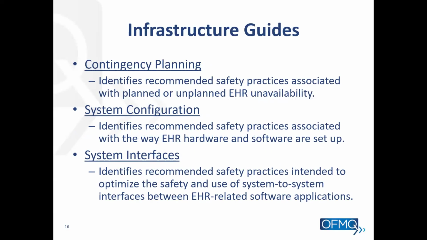The next section is your infrastructure guides. There are 3 different guides within this subtopic. The first one is contingency planning. This is going to identify recommended safety practices associated with planned or unplanned EHR unavailability, so looking at your EHR downtime procedures. System configuration identifies recommended safety practices associated with the way the EHR and hardware and software are set up. This one is more technical and will probably involve your EHR developer and your IT team, so make sure those individuals are available for this.